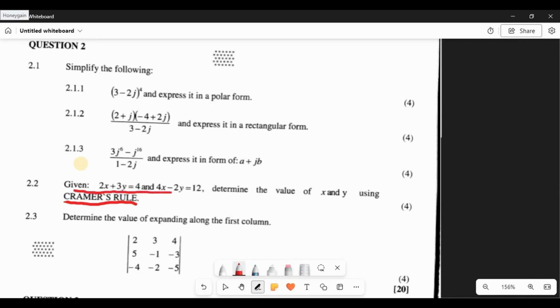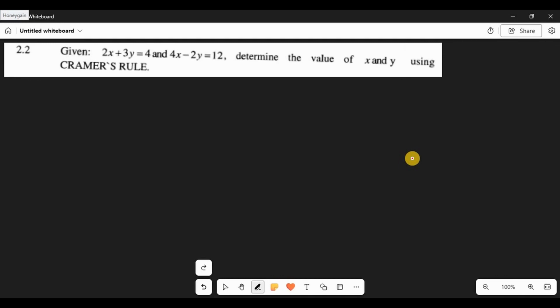It's a bit long, so let me just copy this question and paste it somewhere where we can analyze it and solve it. All right, guys, so let's analyze this question. Let's try to figure out what exactly they want us to solve here. Now with 2.2, you are given the following expression. You have 2x plus 3y equaling 4, and you have 4x minus 2y equaling 12. And then they say determine the values of x and y using Cramer's rule.